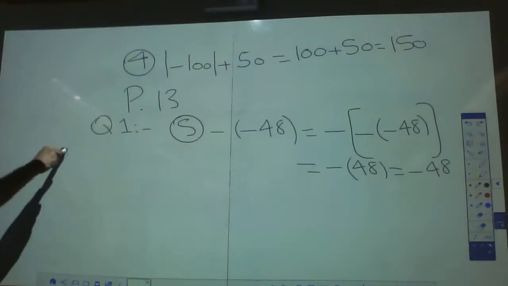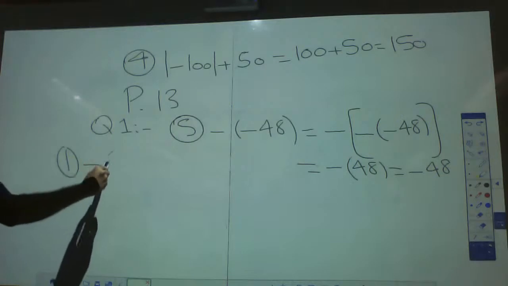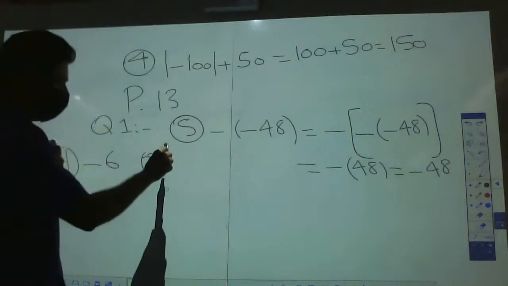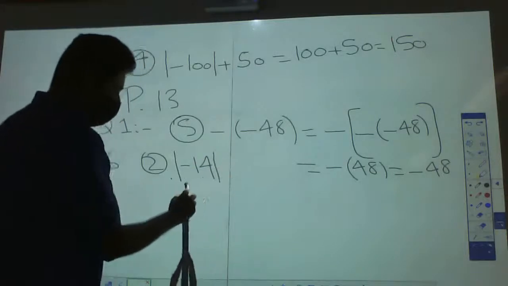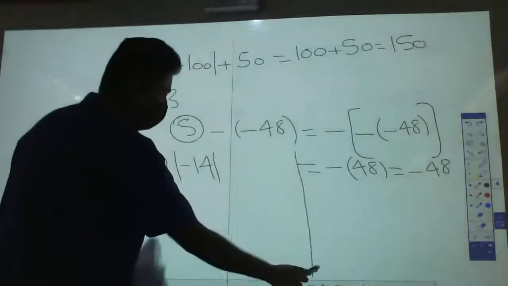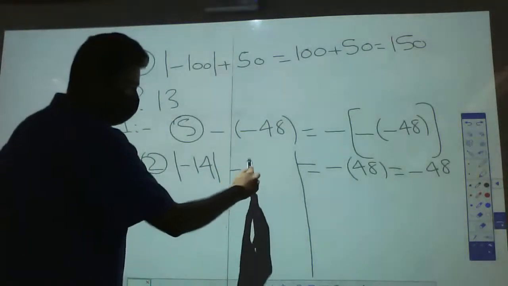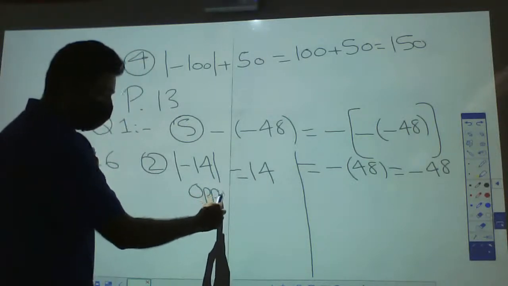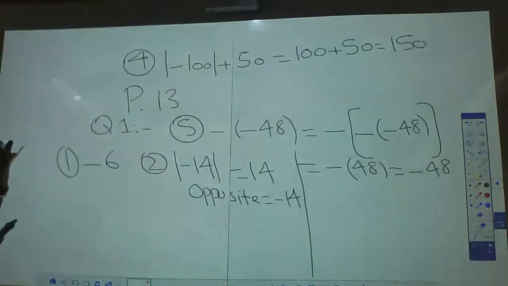Okay, so I will write down the answers. What is the opposite number of 6? It is minus 6. Number 2, what is the opposite of minus 14 in absolute? It is like this, right? And if we simplify this question, wait, I will do it here. This portion is separate. If we simplify this one, first it is 14, right? And we have to write the opposite number, right? So the opposite is equal to minus 14, right?